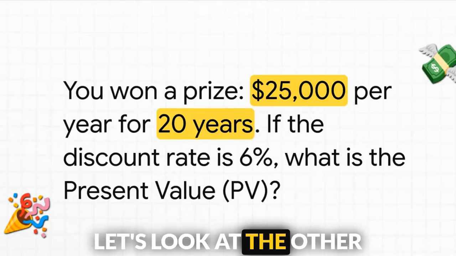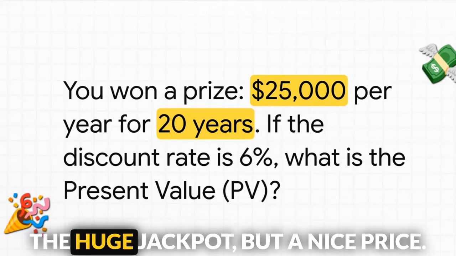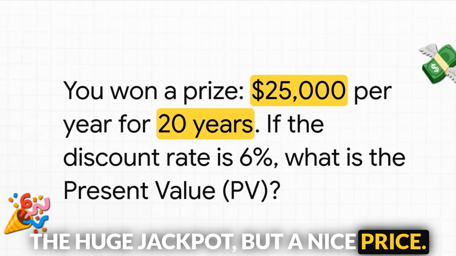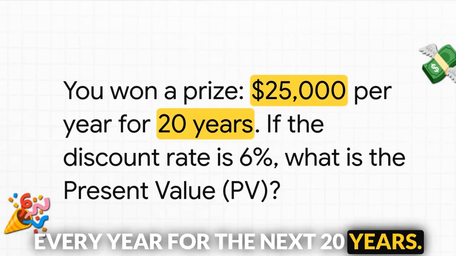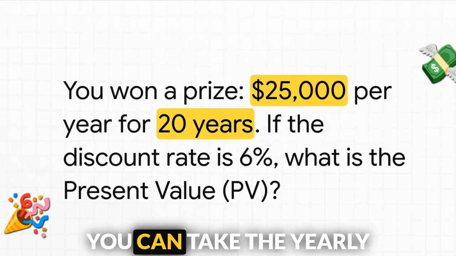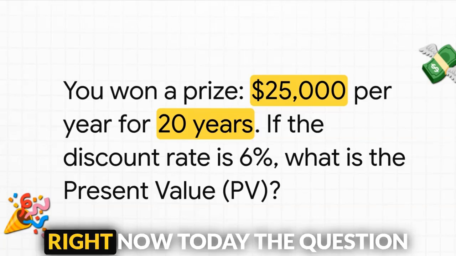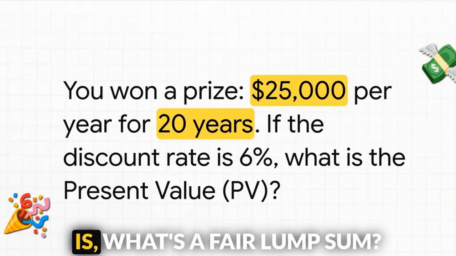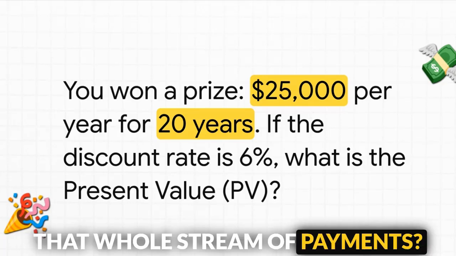Okay, let's look at the other side of annuities. Imagine this. You win the lottery. Not the huge jackpot, but a nice prize. They tell you, we'll pay you $25,000 every year for the next 20 years. That's what question 6 is about. But then they offer you a choice. You can take the yearly payments, or you can take a single lump sum of cash right now, today. The question is, what's a fair lump sum? What's the present value of that whole stream of payments?